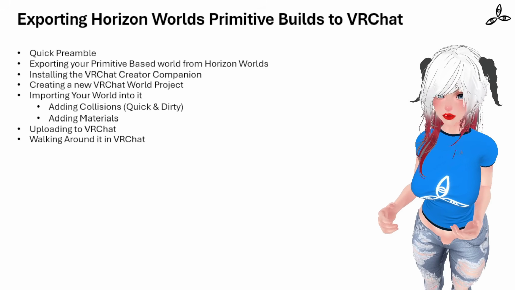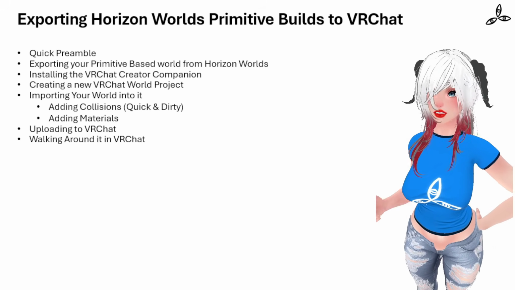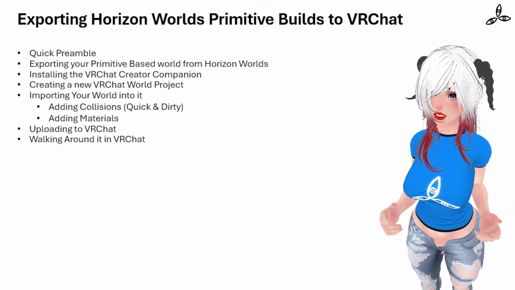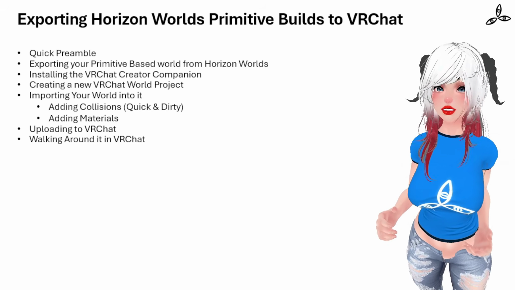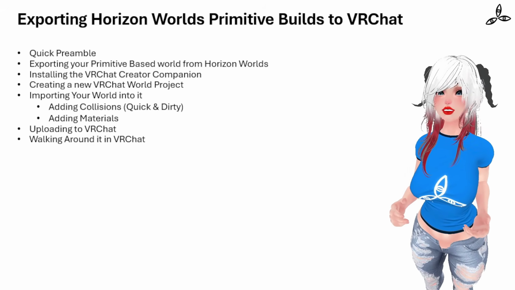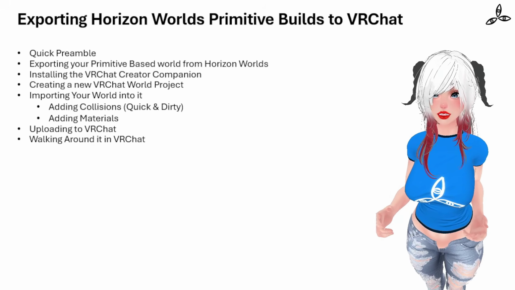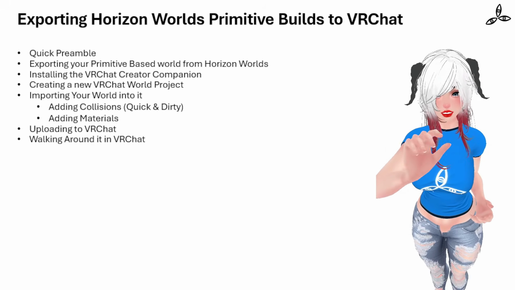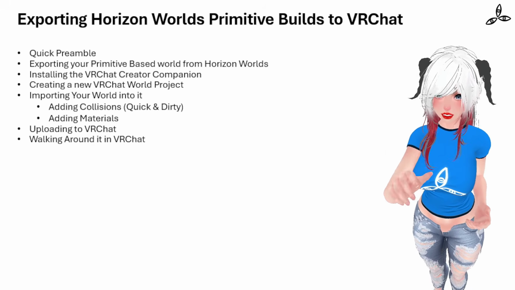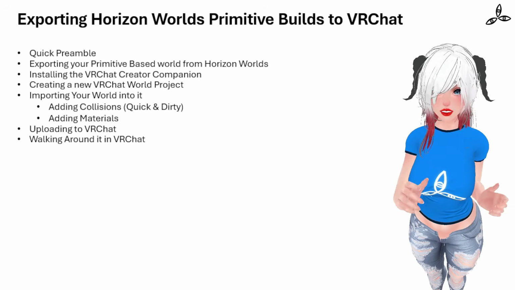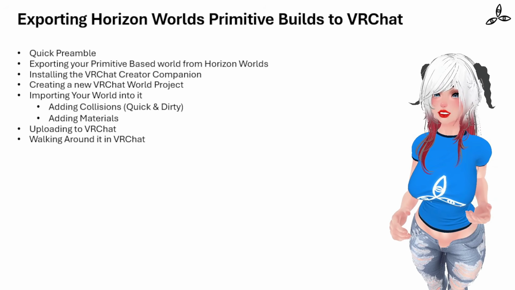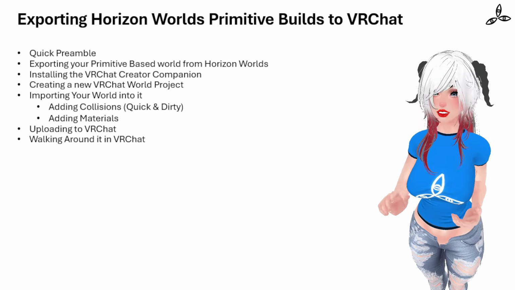So I'm going to keep it short. First of all, we're going to go through a quick preamble of things that you need to know before you begin. And then we're going to just run through exporting your primitive-based world from Horizon Worlds. And that's an important thing, actually. We're going to be looking at the primitive worlds, not the custom model imports or tri-mesh worlds, as they were sometimes called. We're going to focus just on primitive base.